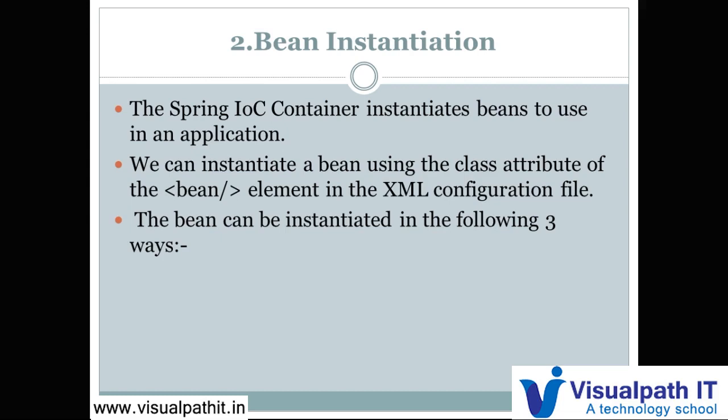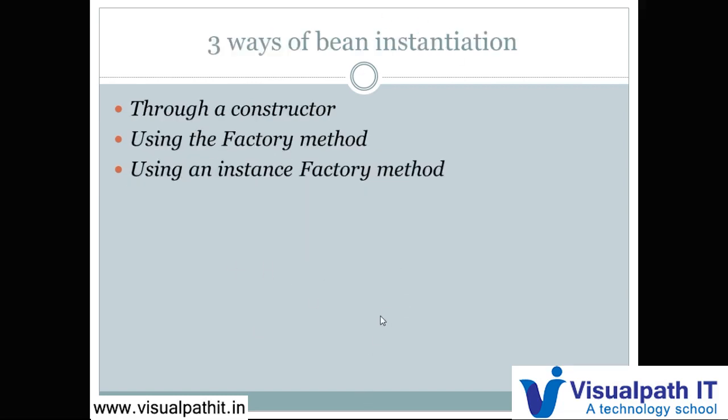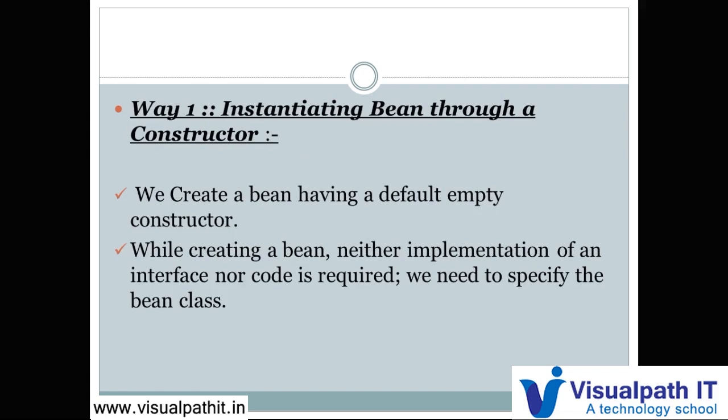So let's know what exactly the instantiation of this bean is. A bean can be instantiated in three ways. One is through a constructor, second is using a factory method, and third is using the instance factory method.